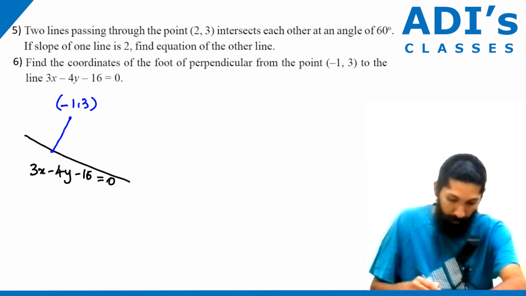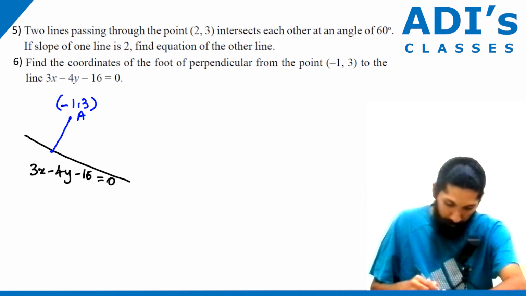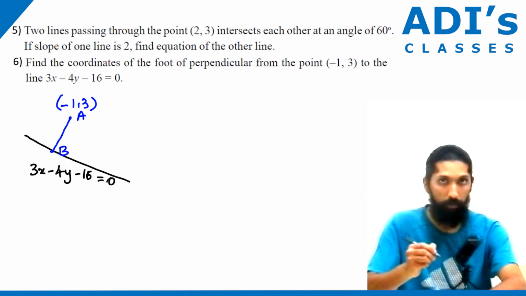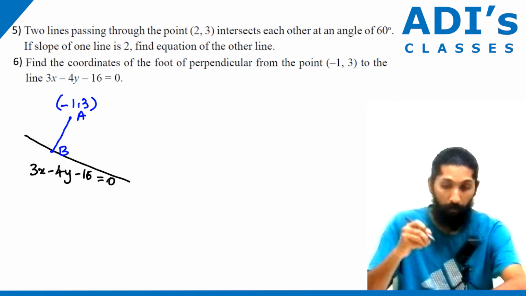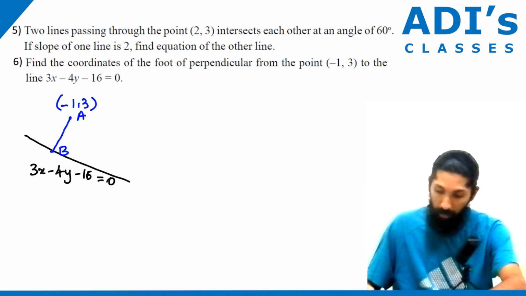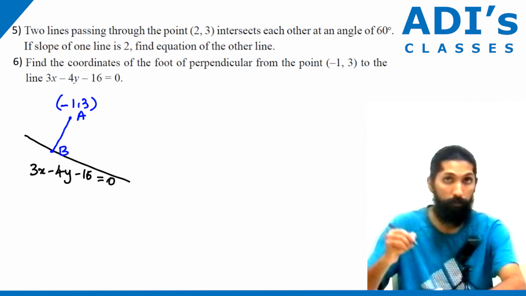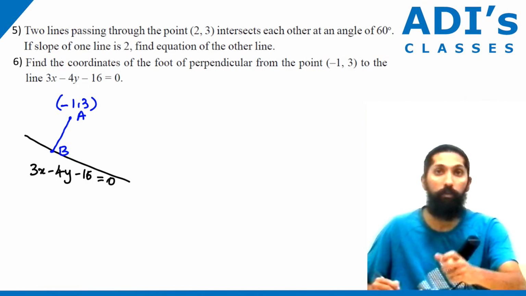This is the foot of the perpendicular. Say this is A, say this is B. What they're asking you is find the coordinates of point B. If you know the coordinates of point B, that's what they're asking you. Find the foot of the perpendicular. Okay, now let's solve this one.